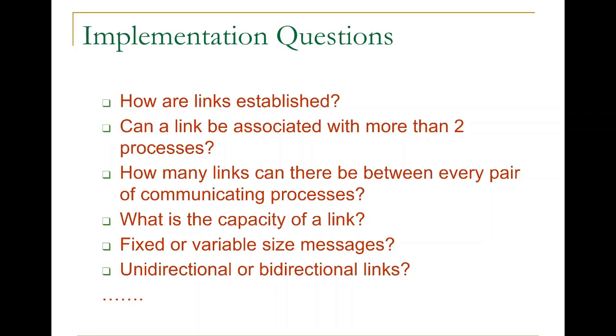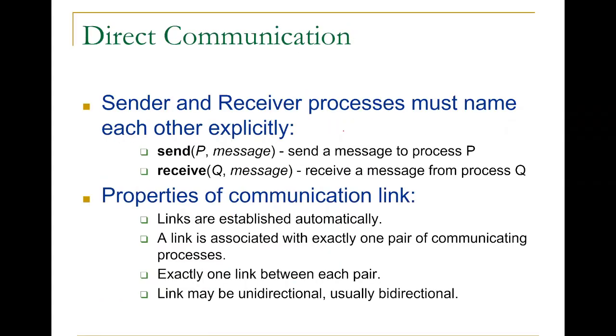Here are some implementation questions of how do we get processes to interact with each other. How are links established? Can a link be associated with more than two processes? How many links can there be between every pair of communicating processes? What is the capacity of a link, fixed or variable size messages, unidirectional or bidirectional links, and all that? So these are some of the problems that I encountered. And then the problems have to also be solved as we move on. But we are just going to talk about a little bit here, but in further lectures we are going to have more in-depth knowledge on how interprocess communication goes on.